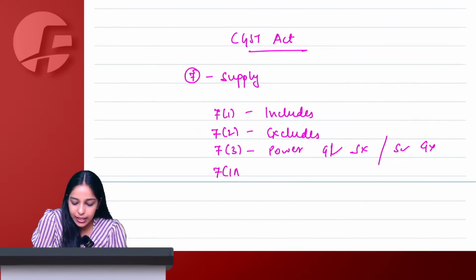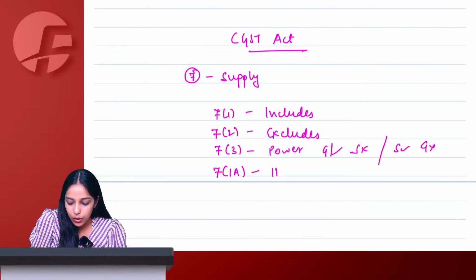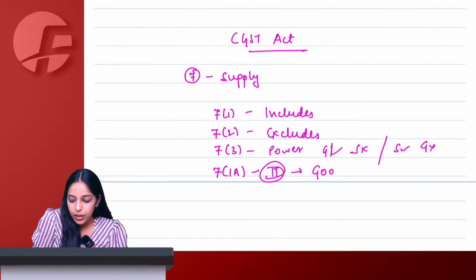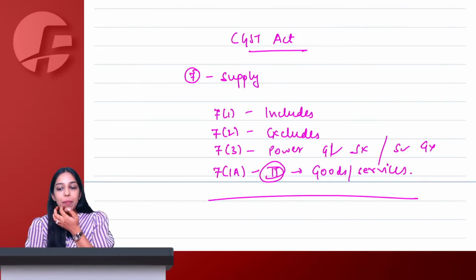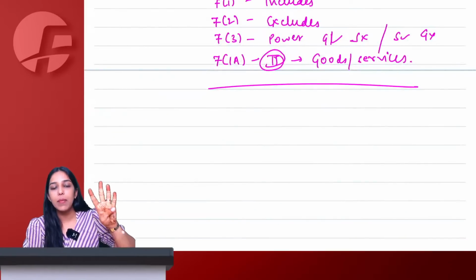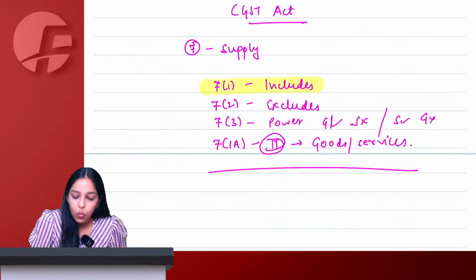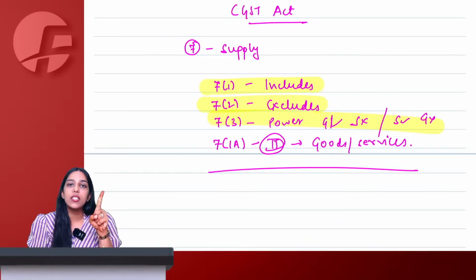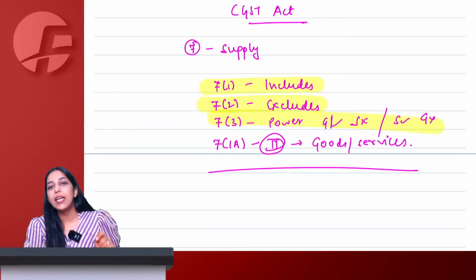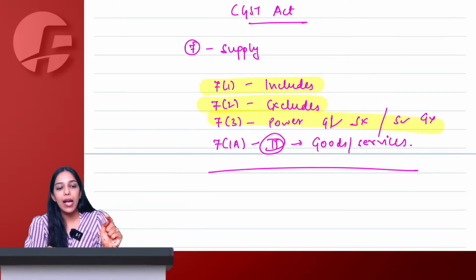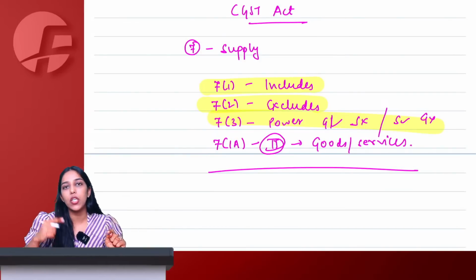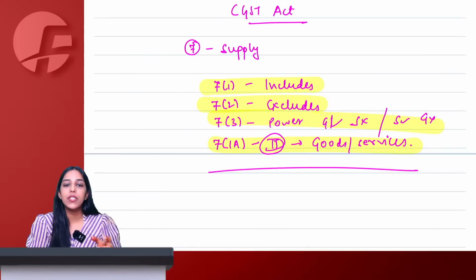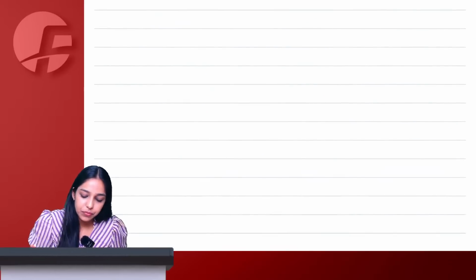And 7.1a simply gives us a list of Schedule 2, which explains to us what is goods and what is services. So we have to study 4 subsections in section 7. 7.1, what is included in supply? 7.2, what is excluded from supply? 7.3 is just a one-line section which says that government has power to notify something as a supply of goods not service or supply of service not goods. And 7.1a simply gives us a list explaining what is goods and what is services.